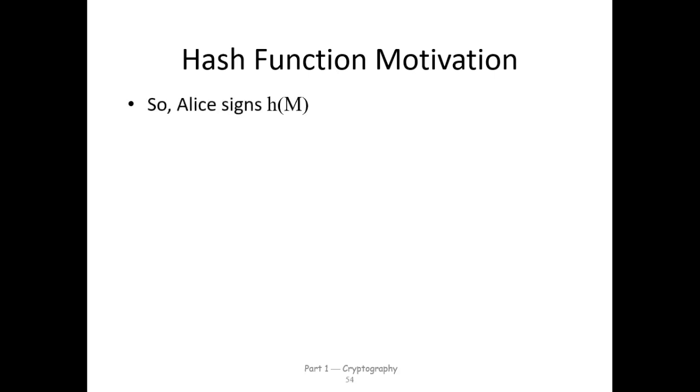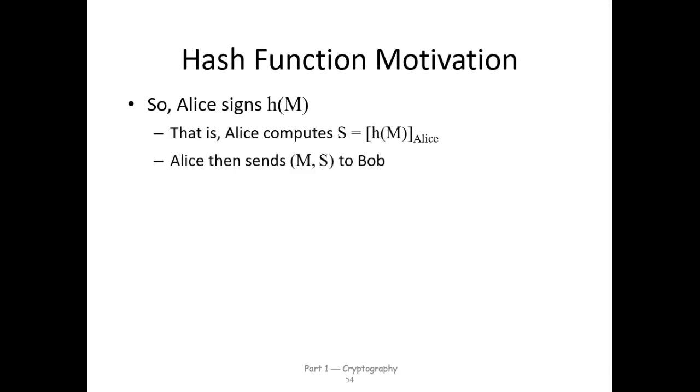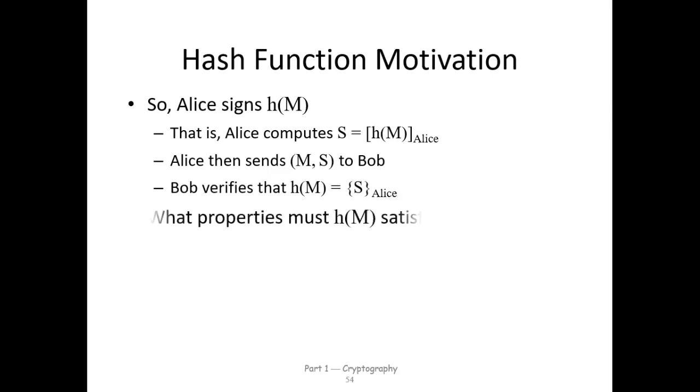Continuing from the previous slide, Alice signs h of m. That is, Alice computes s equal to h of m of Alice. Alice then sends m comma s to Bob. S contains h of m of Alice, the hash of that message. Bob verifies that h of m equals s of Alice. Now the very important point: what properties must h of m satisfy?